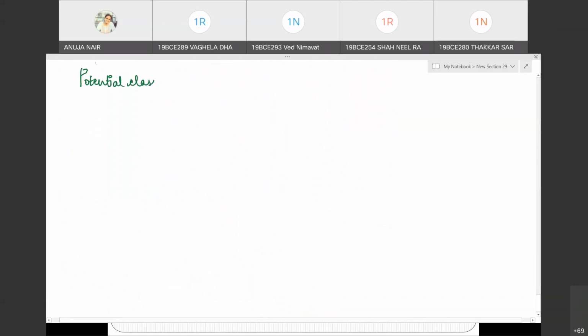So please tell me the potential class. These are the classes that we'll use in our class diagram. Okay, so the first one, Dhaval, is car park. Very right. Car park is a potential class. Then second, it is card reader. Yes, card reader is a potential class.